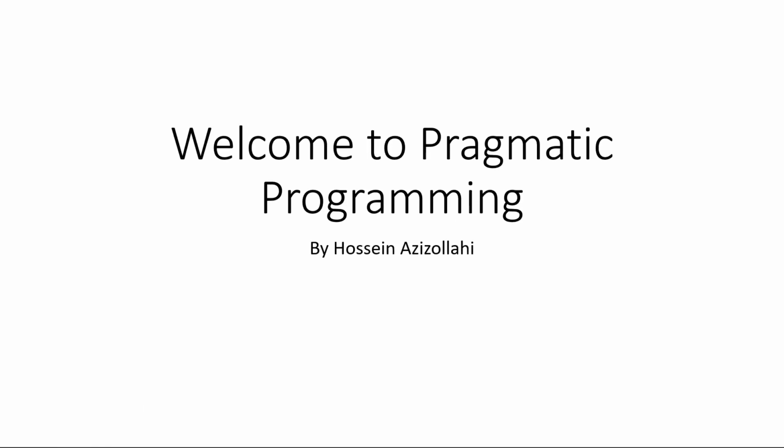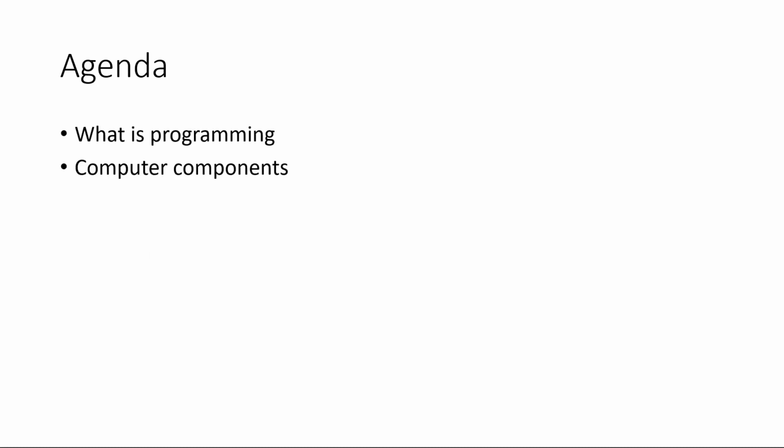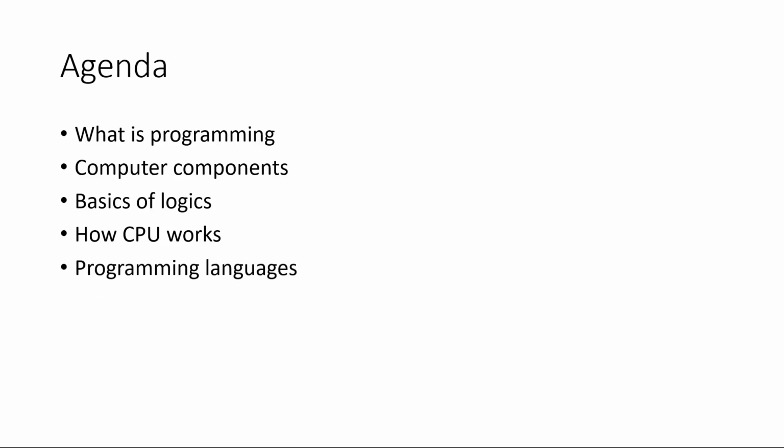Now let's see what we have for today. Today, first I will talk about what programming is and its components, and then I will explain the basics of logical circuits, which is important because it will help to understand how CPUs work. As you guessed, that's the next topic. And when you know how CPUs work, it will help you understand what is happening when you write some lines of code, right? And after that, I will talk about programming languages and their types, their differences.